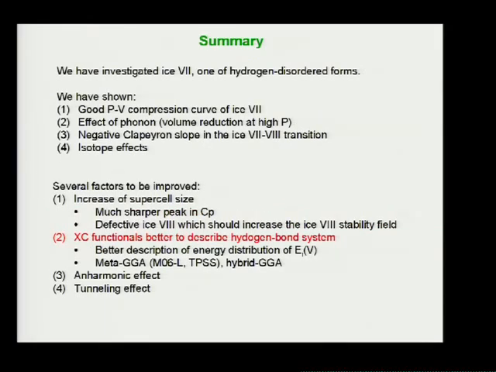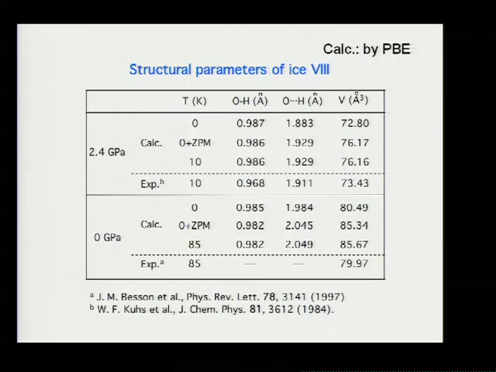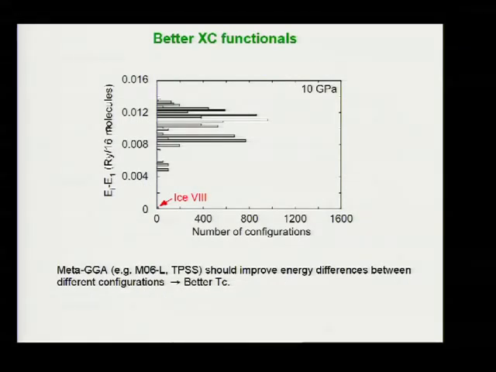The next improvement factor is the exchange-correlation functional. Previously, Professor Tsuneyuki showed that meta-GGA works well for many systems. The PBE has some problems describing the intermolecular bond lengths and binding energy of the hydrogen bond. Therefore, if we use a better exchange-correlation functional, for example the Minnesota M06-L, then this energy distribution should be improved. This means that our calculation should be improved.